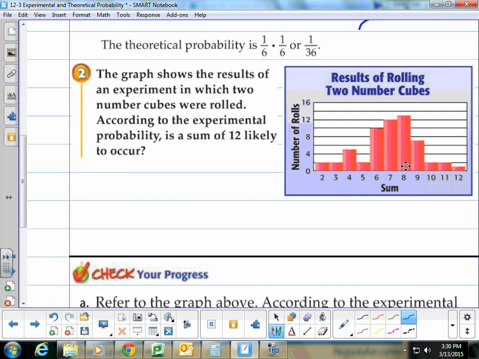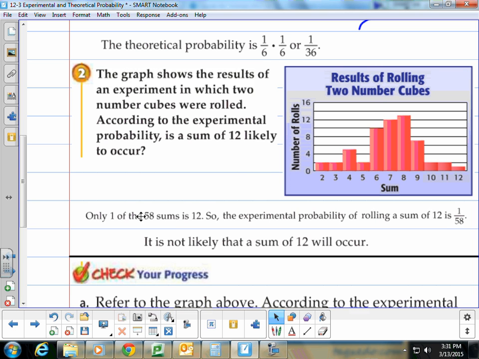So the graph shows the results of an experiment in which 2 number cubes were rolled, so 2 dice. According to the experimental probability, is the sum of 12 likely to occur? So we look over here, this is the sum of 12. So you'd have to roll 2 6s. So we look at the reasoning and you're thinking, okay, that's not very much. It looks like it happened maybe one time if this is going by intervals of 2. And so only one of the 58 sums is 12.